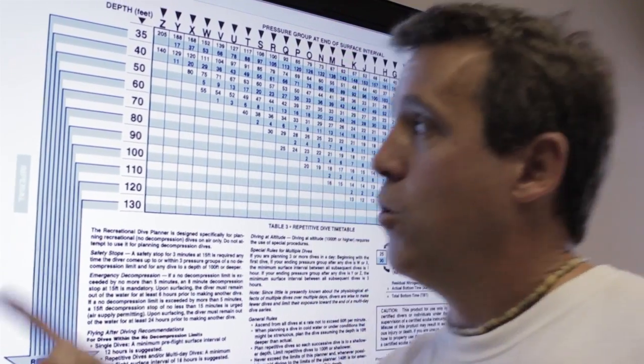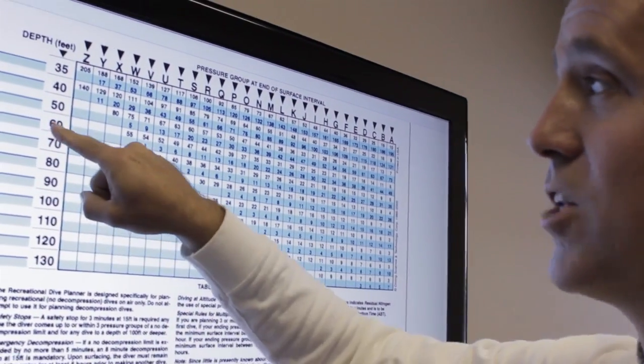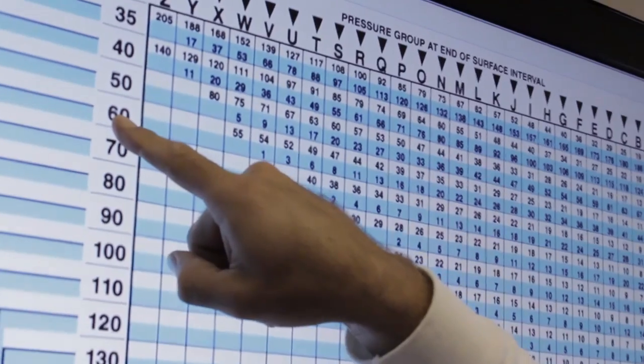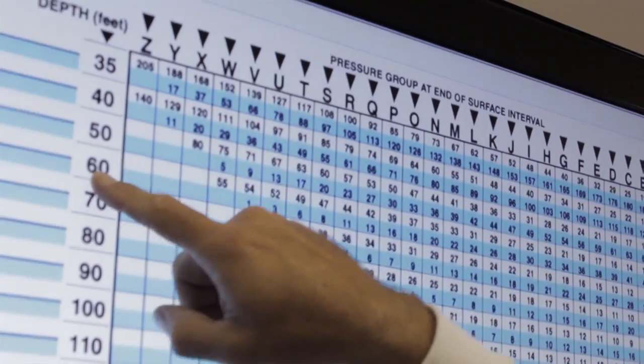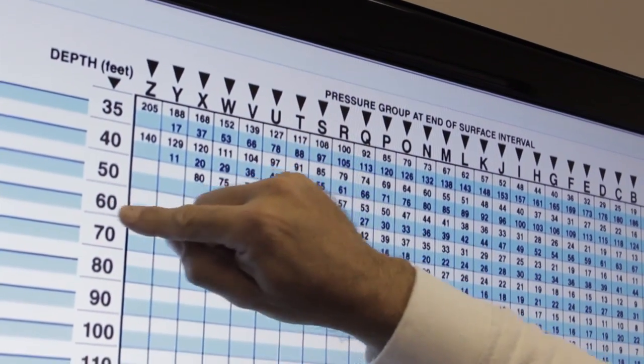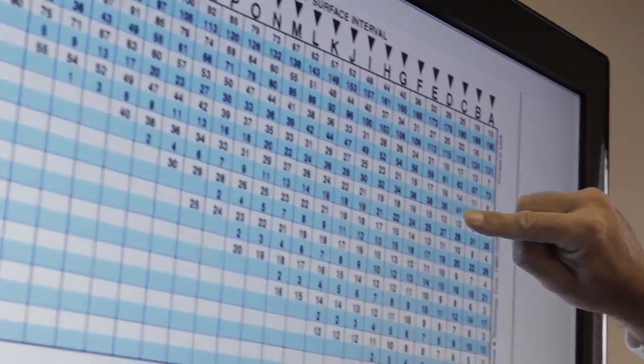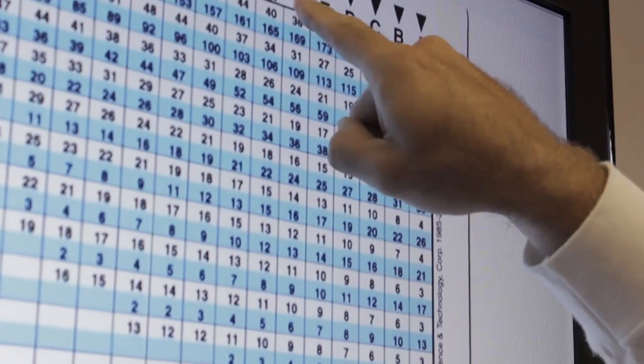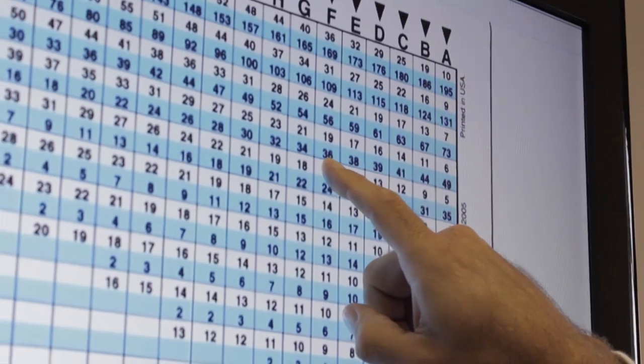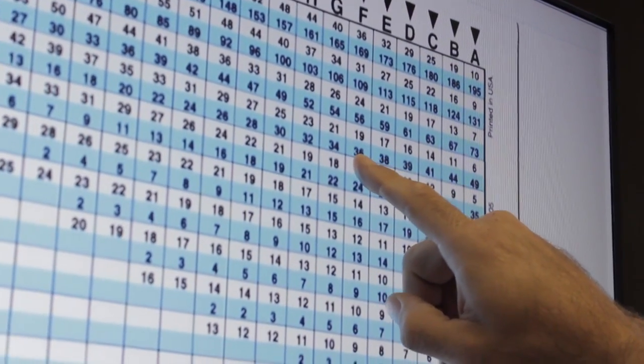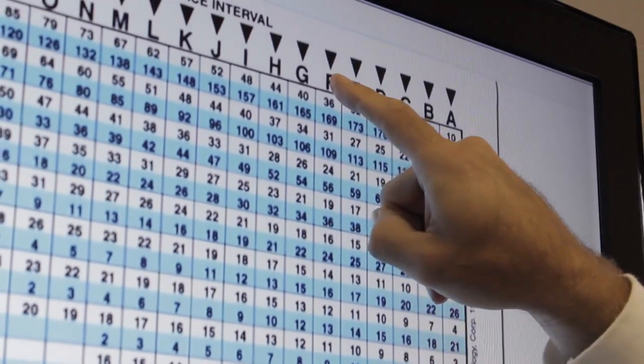Flip over to the back side, and we need to know what our pressure group has to be to make this next dive, which is real easy. We want to make a dive to 60 feet deep, and we want to stay under the water for 35 minutes. So blue is under the water, white's out in the air. If I want to stay under the water for 35 minutes, I have to be in pressure group F, because 35 minutes, you round up to 36 minutes.